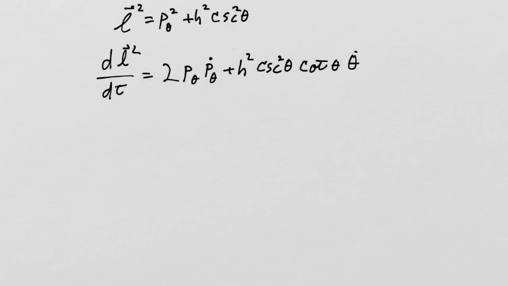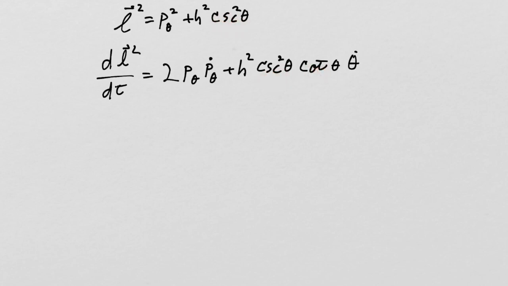So we calculate this derivative explicitly now that we know what this is. The derivative of L squared with respect to time is going to come out to be 2 p theta p dot theta. H is a constant. The derivative of cosecant squared is cosecant squared cotangent.